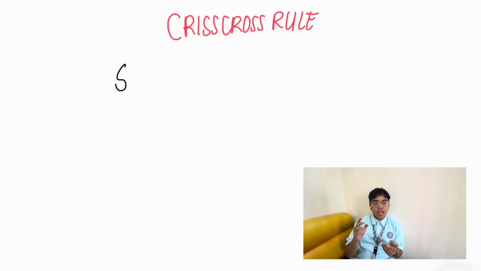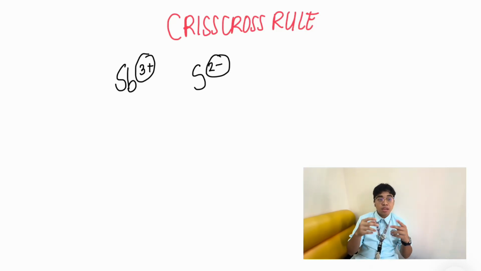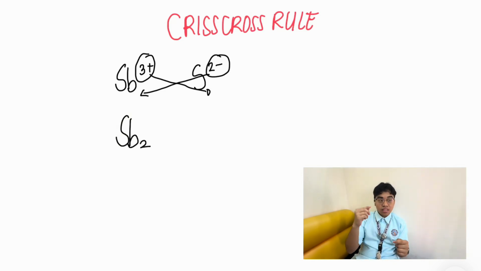But wait, why did the subscripts of the atoms change? Nice question, Nikki. That thing is called the crisscross rule. First, write down the cation, the positive ion, and the anion, the negative ion with their charges. Example, antimony with charge 3 and sulfur. Now take the number of charge, ignore the sign, and crisscross them as subscripts. So Sb3 and S2 becomes Sb2S3.